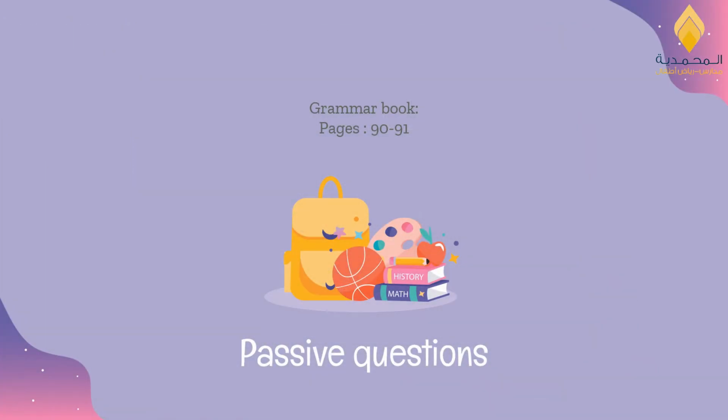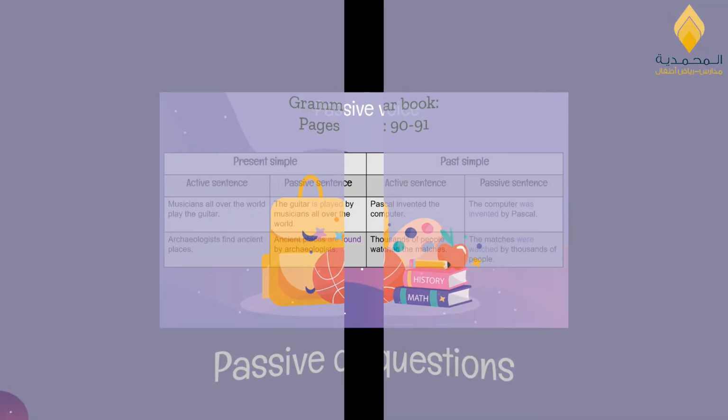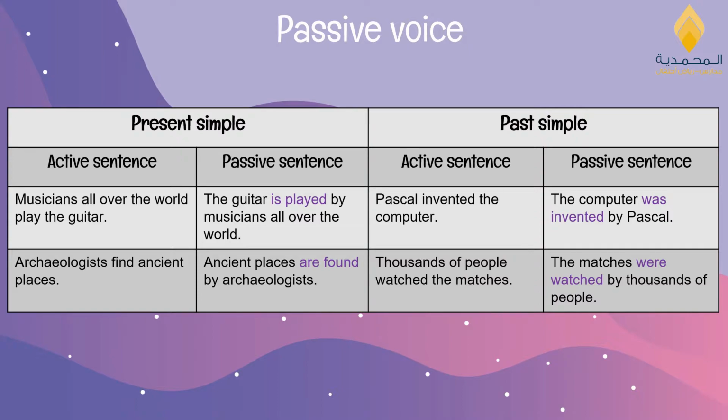So first of all, we are going to start with your grammar book, pages 90 to 91, with the title Passive Questions. Before we start discussing our new idea, let's revise the passive voice. Previously, we learned how to change an active sentence into a passive sentence.